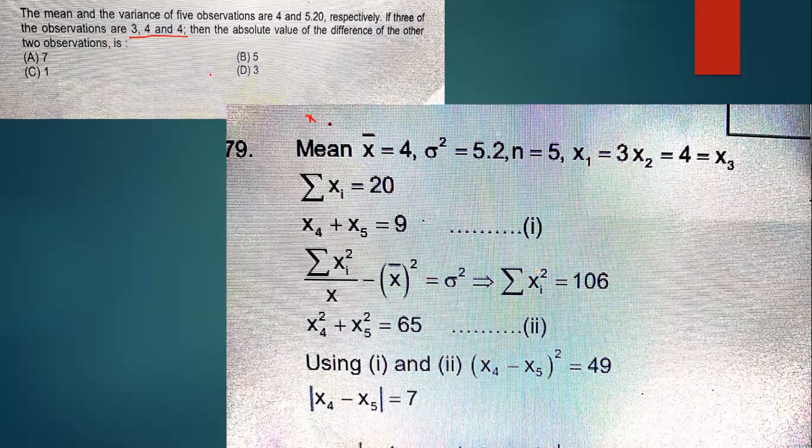Consider x1, x2, x3, x4, x5. The average of these values, how much is given? 4 is given. And variance is how much? 5.2 is given.